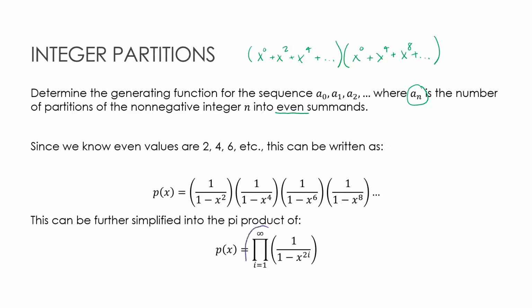Again, you can either write it this way with the pi product, or I could have used the same that I used before, i is greater than or equal to 1. But notice what I've done here is I've basically said it's going to be even because I'm going to take i times 2, so that's only going to give me even values here.